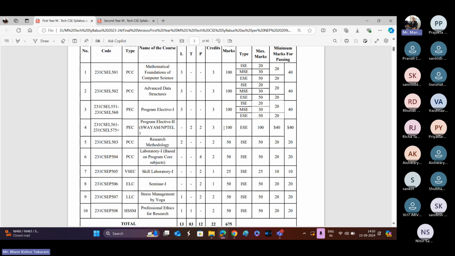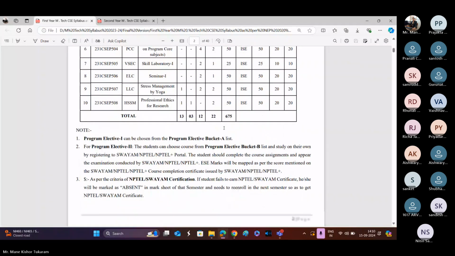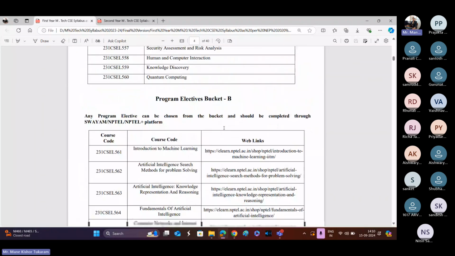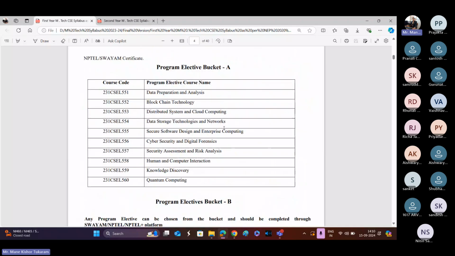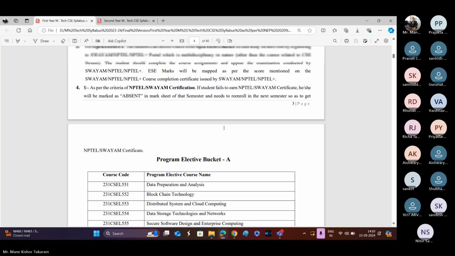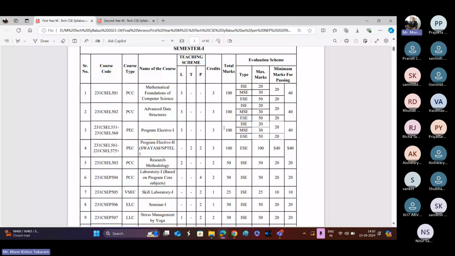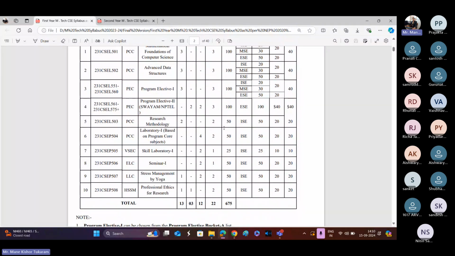Then second subject, that is advanced data structure. So it is having again the same structure. And third subject, that is program elective. So for this particular semester, we have the program elective as knowledge discovery. So it includes some part related to data analytics, pre-processing, and some part related to machine learning. So it is the same common elective for all, that is knowledge discovery. So again, this particular elective has the ISE, MSE, and ESE pattern.